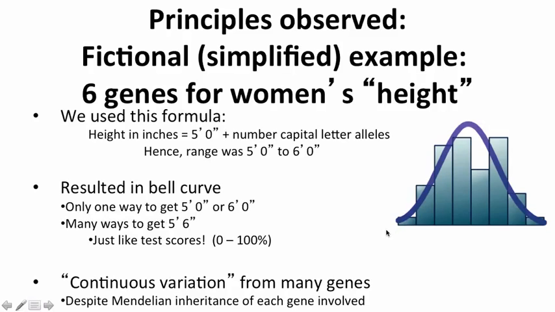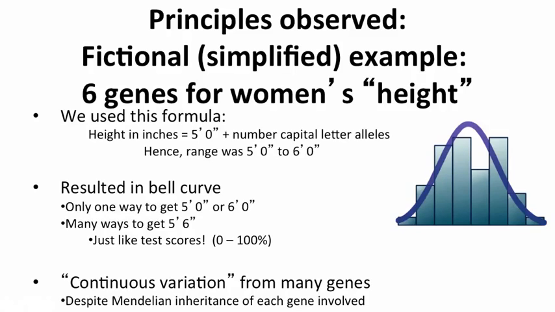Now, one example that some of you may be more familiar with is test scores. There are a lot of different ways you can get a 50% on a test, based on which questions you get right or wrong. There's only one way to get 100%. There's only one way to get a 0%. And those are to get everything right and everything wrong.